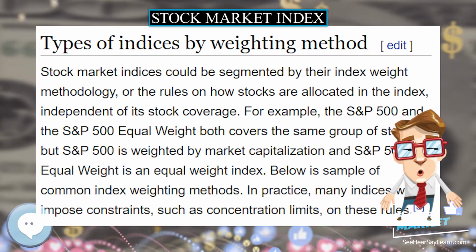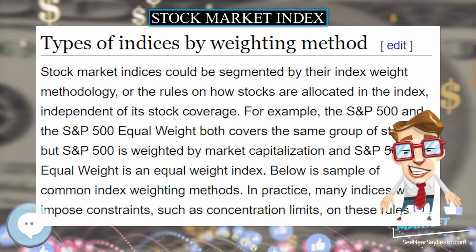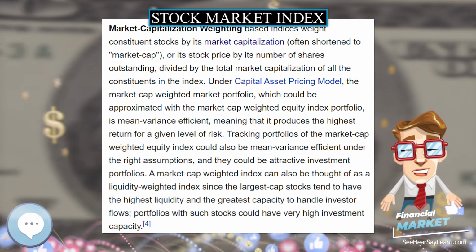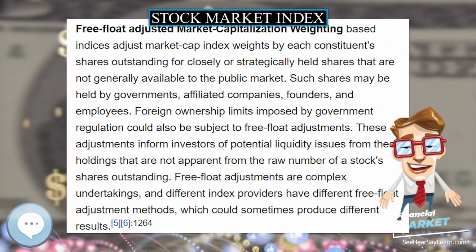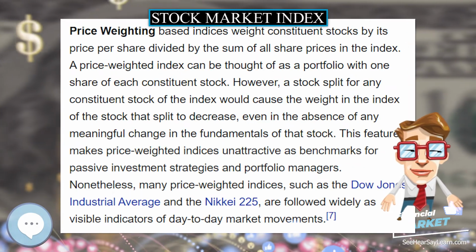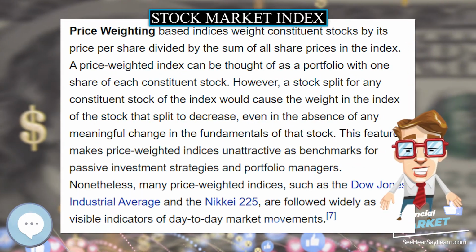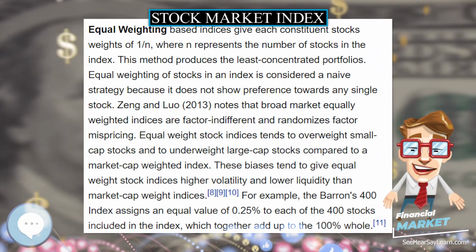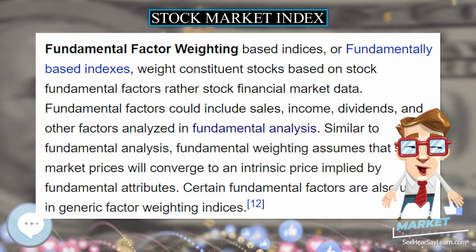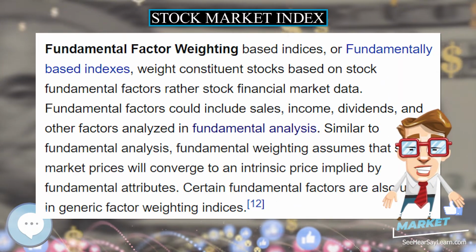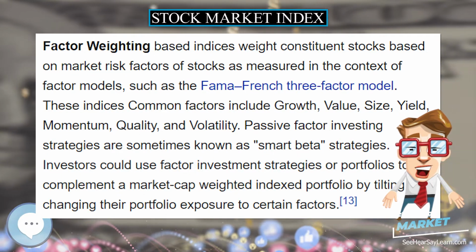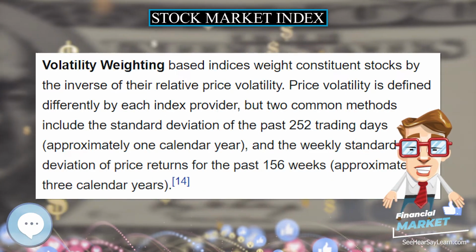Factor weighting based indices weight constituent stocks based on market risk factors of stocks as measured in the context of factor models, such as the Fama-French 3-factor model. These indices' common factors include growth, value, size, yield, momentum, quality, and volatility. Passive factor investing strategies are sometimes known as smart beta strategies. Investors could use factor investment strategies or portfolios to complement a market cap weighted indexed portfolio by tilting or changing their portfolio exposure to certain factors.